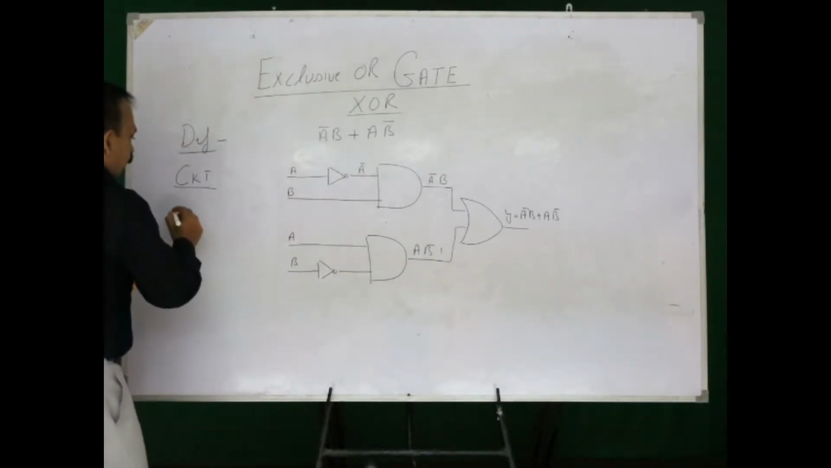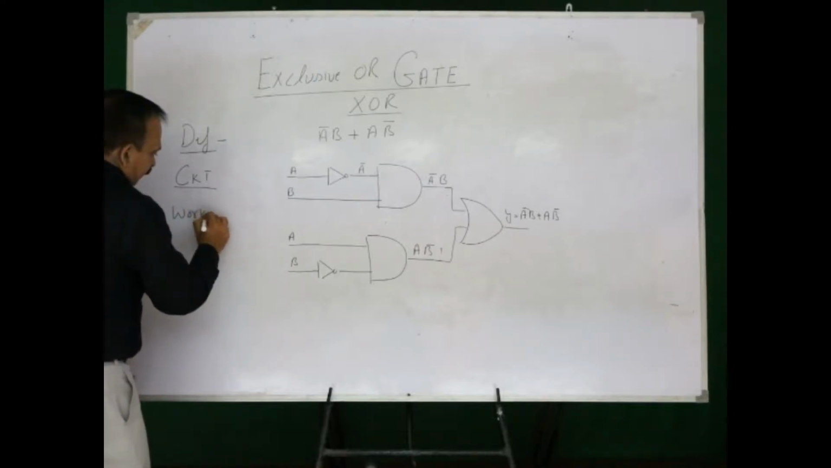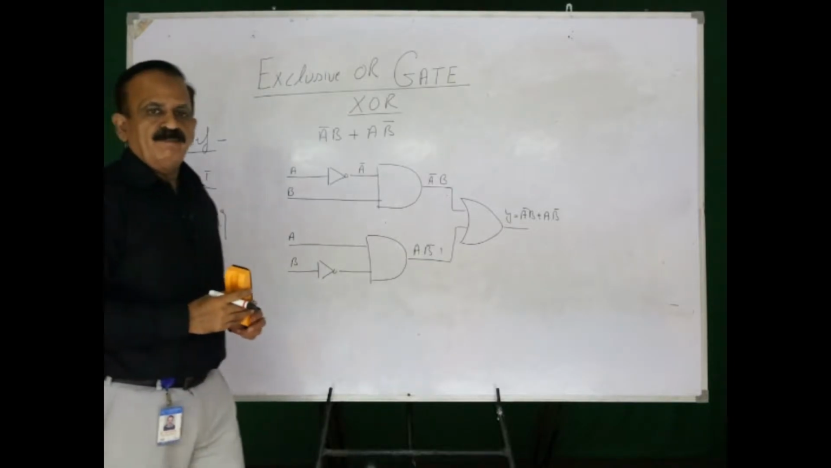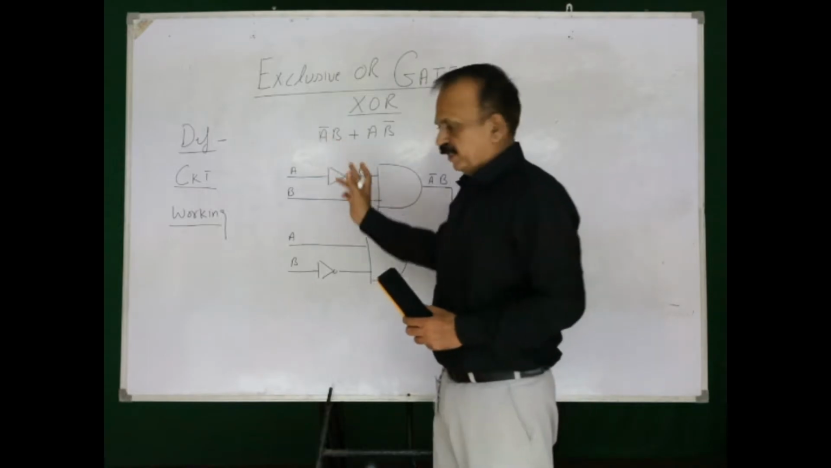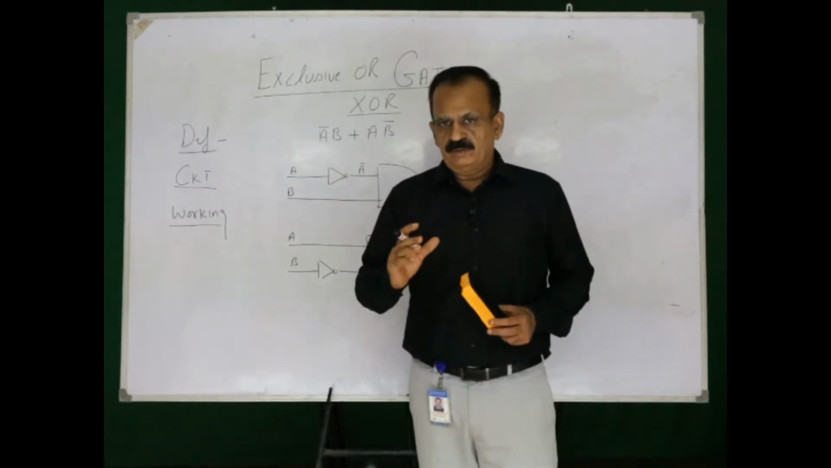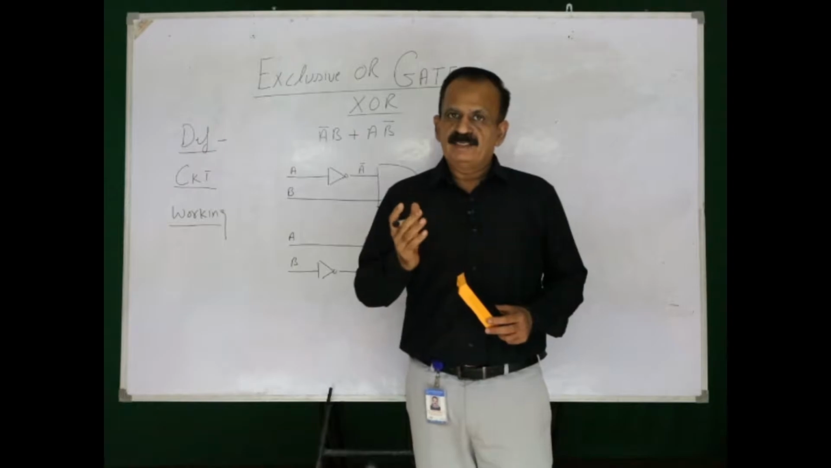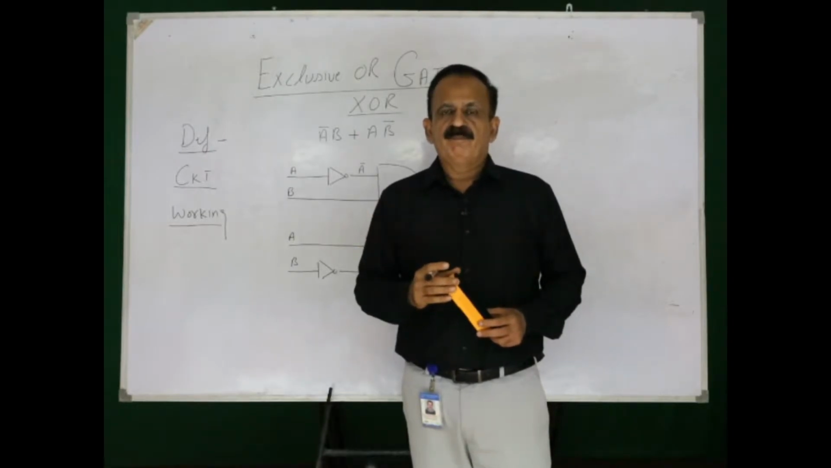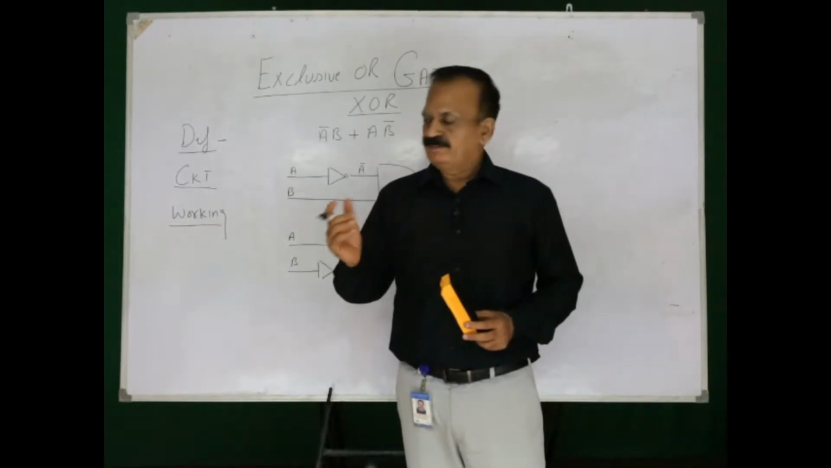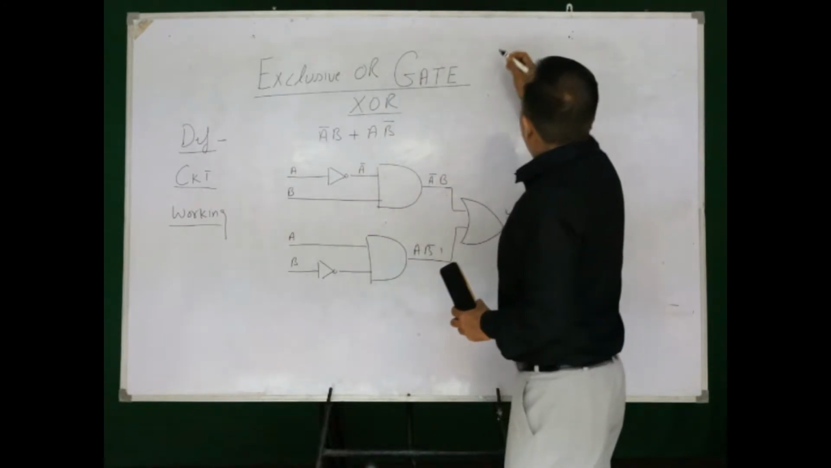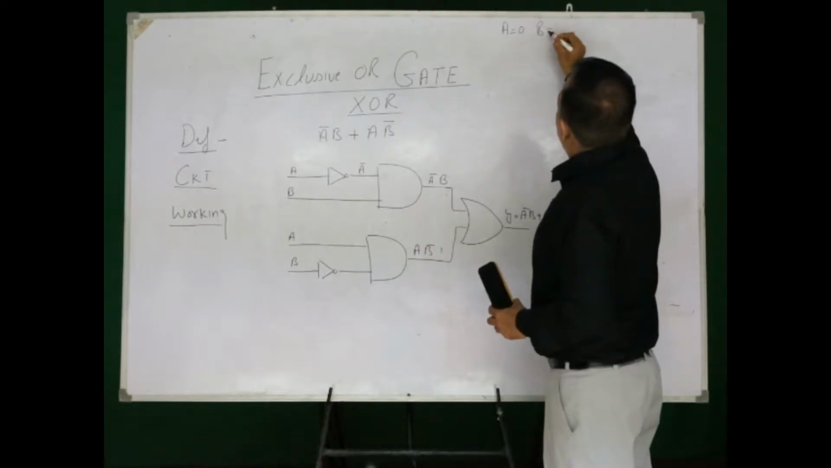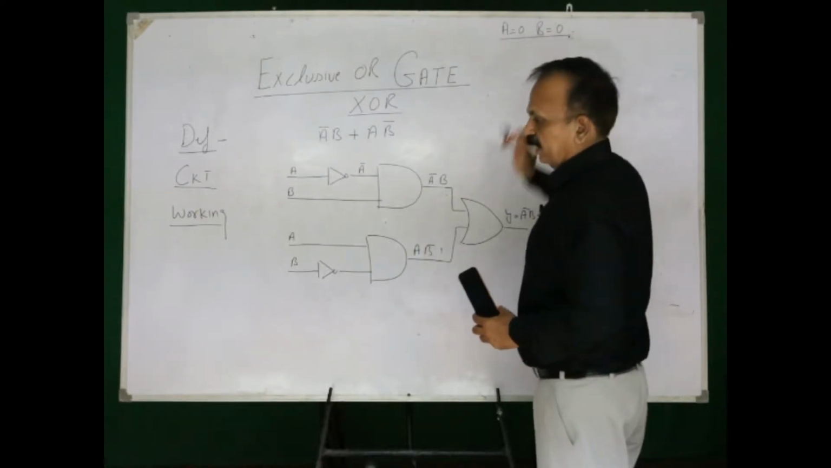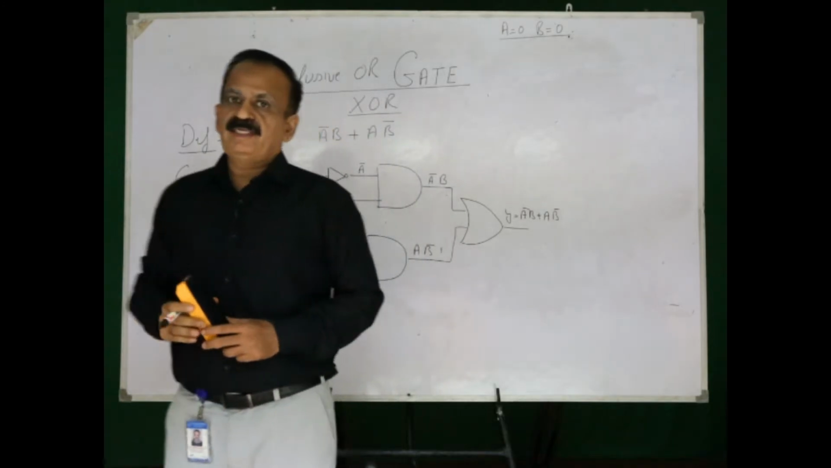Now, the next one is the working. As there are two inputs, we will have four combinations for this, that is A0 B0, A0 B1, A1 B0, and both values 1 1. We will start with the first one. Let A be equal to 0 and B be equal to 0.